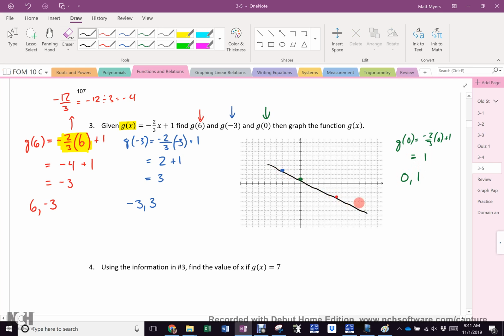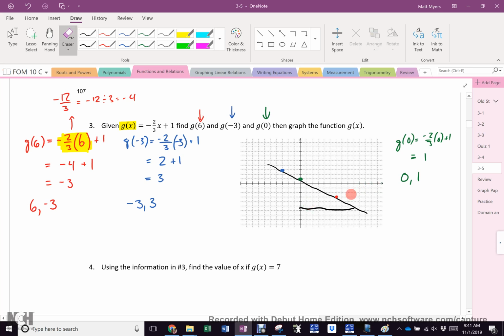Why do I get to connect the line? Because this is continuous data, isn't it? Can I put any number in for x? Any number in the universe, even a fraction. And I will get an output, won't I? And whatever x I put in there, the y will be that value. Everybody good?